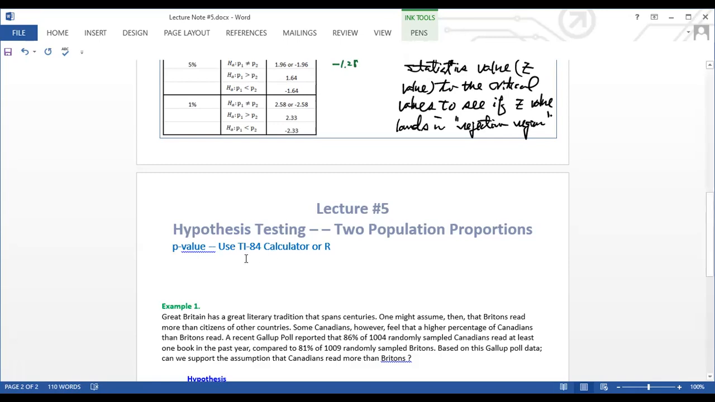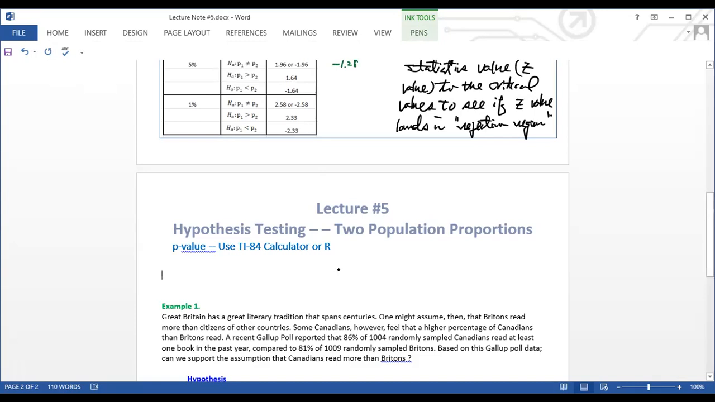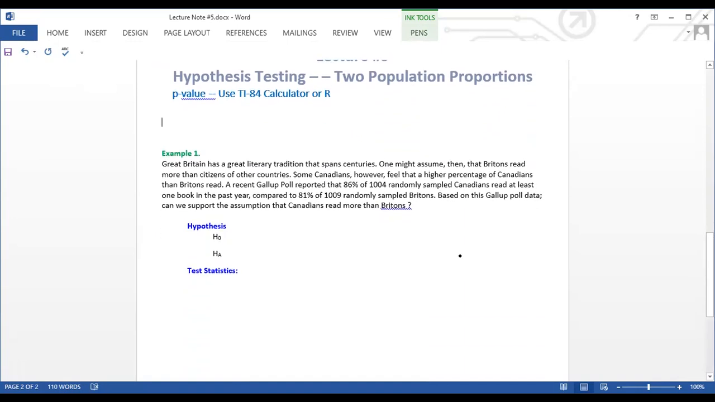We're going to do the same thing we did in the previous lecture. I'm going to show you how to use the TI-84 calculator or R. Before we get to that, I'd like to use this example, so we can write down what type of function to use. Just try to refresh your memory here. Okay, let's take a look at example number 1.